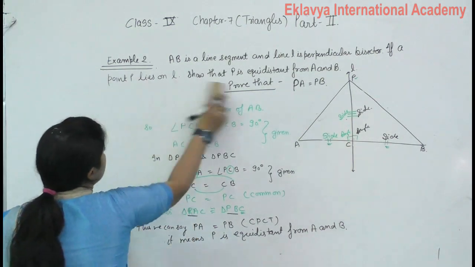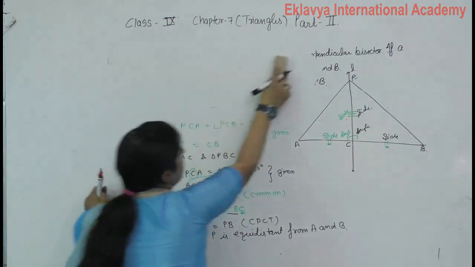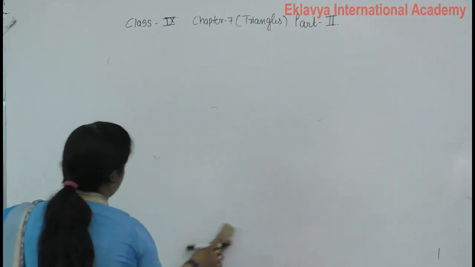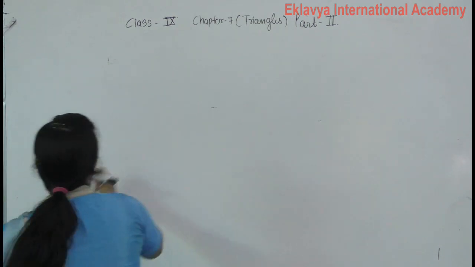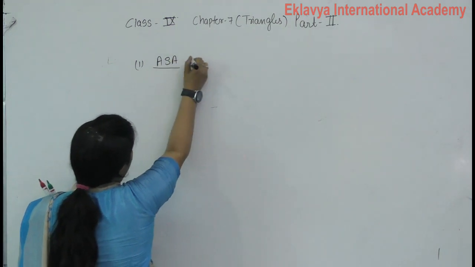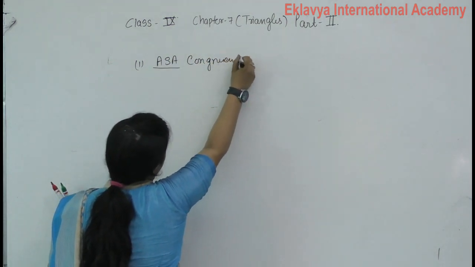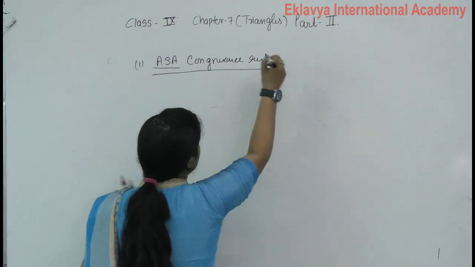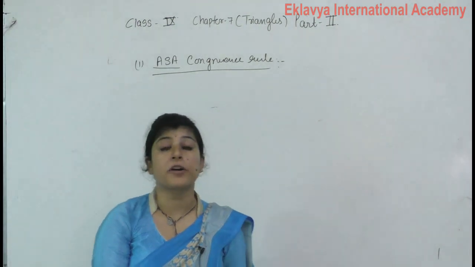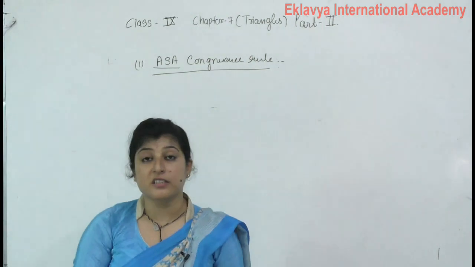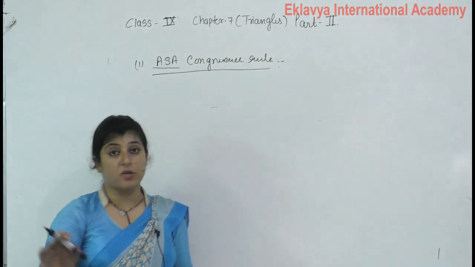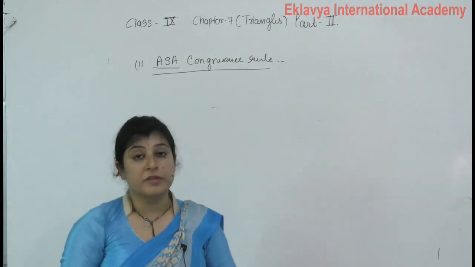Now see the next. After SAS we discussed ASA. The first theorem is the ASA congruency rule. I already said that this proof is not in your syllabus now, and in the 7th chapter there is exercise 7.5, inequality of a triangle. This is also not in your syllabus this time. So we will discuss only up to 7.4 here.